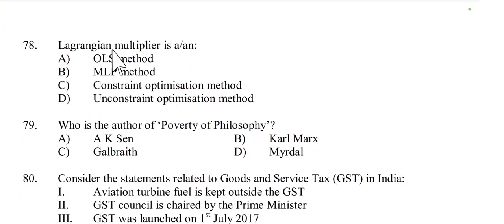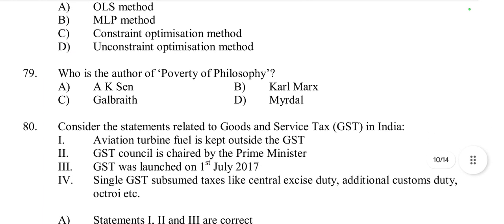Then question 78. Lagrangian multiplier is an OLS method, MLE method, or constraint optimization method. Yes, Lagrangian multiplier is a constraint optimization method, option C. Then question number 79. Who is the author of Poverty of Philosophy? It was written by Karl Marx. So the right option is option B.